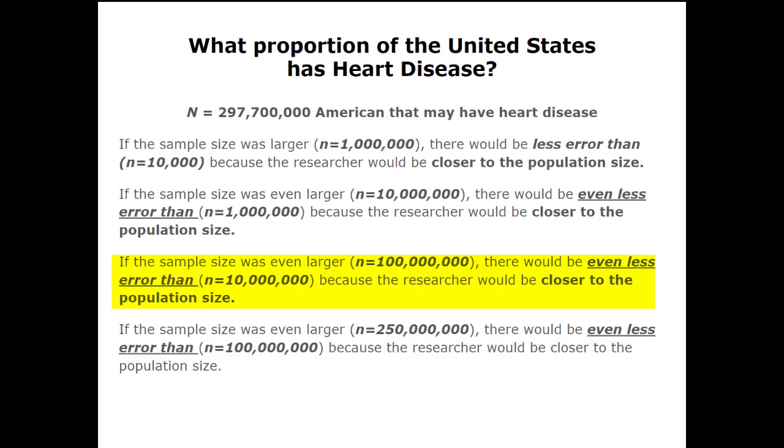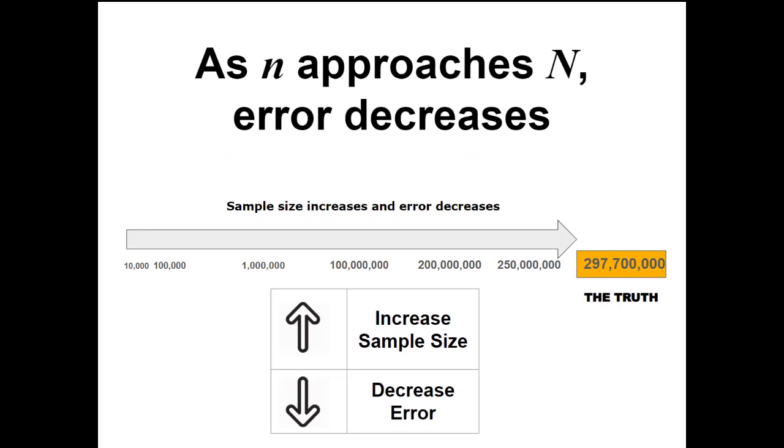If I had a sample that was 100 million, then there would be even less error than when I tested 10 million people, because again, I'm getting closer and closer to the population size of 297 plus million. If I got a sample size that was 250 million, then there would be even less error than when I had 100 million, because I would be getting closer and closer and closer to the 297,700,000 people that would need to be tested to determine the true proportion of people that have heart disease in the United States. As you can see, as my sample size increases, the level of error decreases.